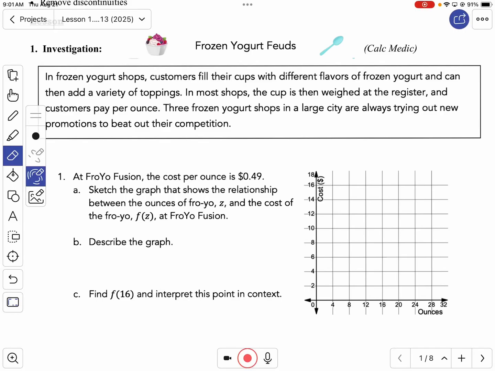So lots going on in the frozen yogurt world. I didn't realize it was that competitive or intense in terms of pricing. So we're going to start at Froyo Fusion. So the cost is 49 cents per ounce.